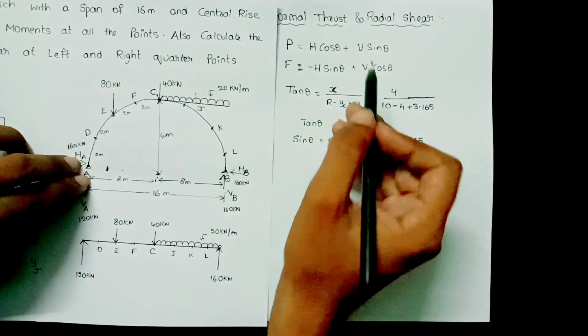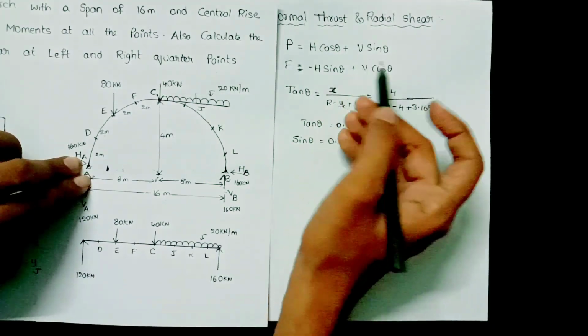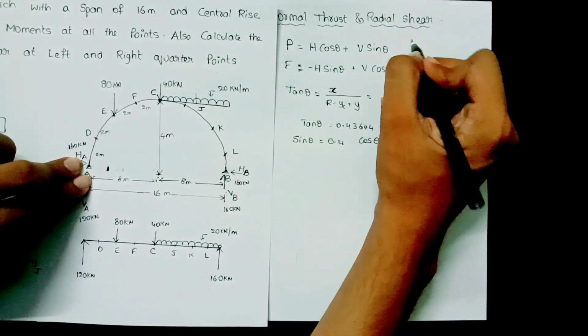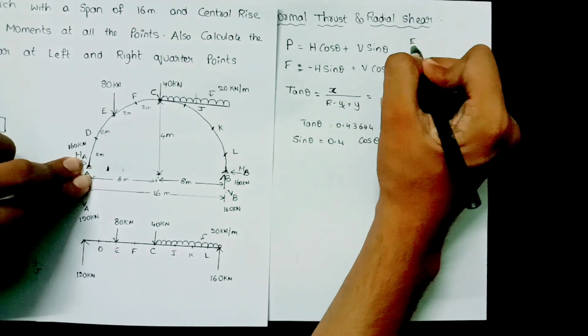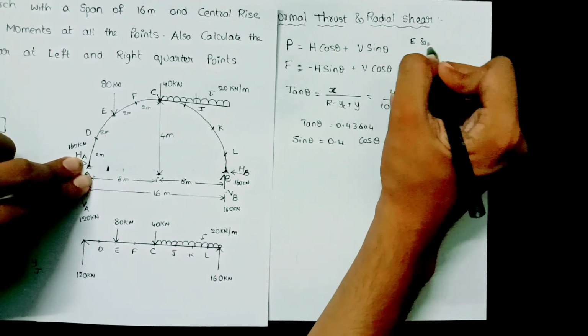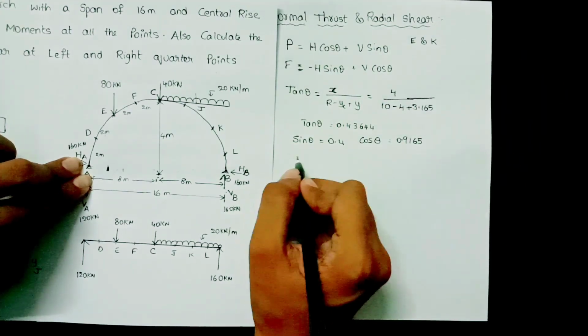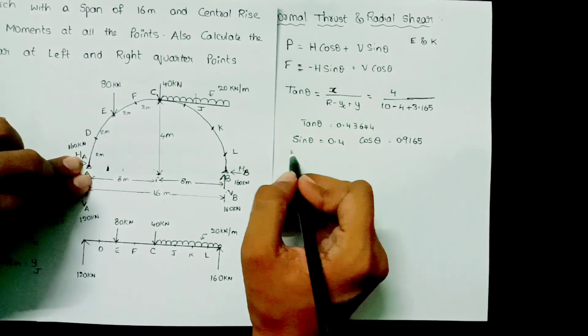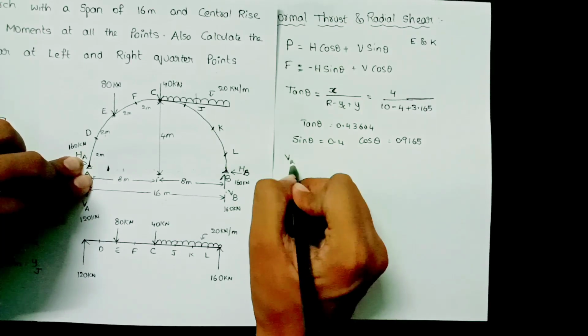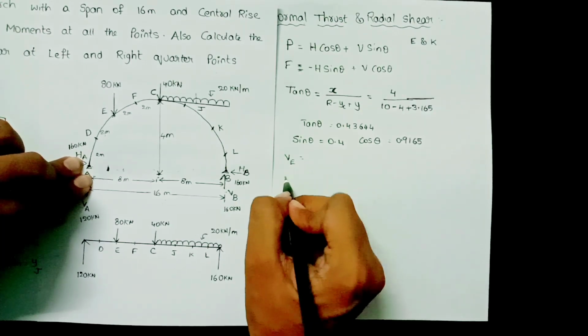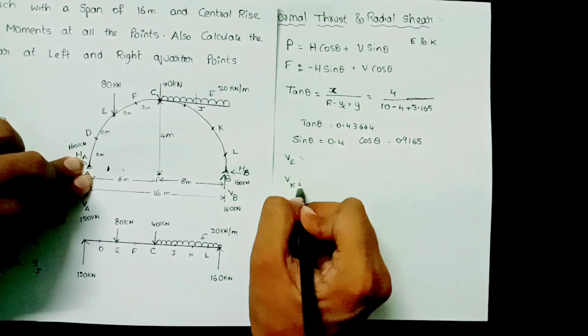Now we have to calculate the value of shear force. I have already told you that the shear force, the normal thrust and radial shear are to be calculated at points E and K. So we need to calculate the shear force at E, VE equal to, and also shear force at K, VK equal to.